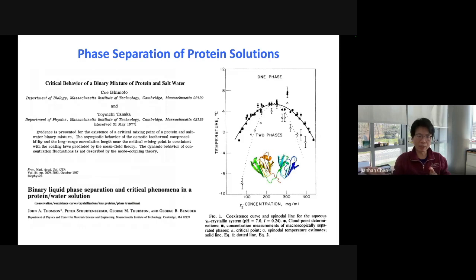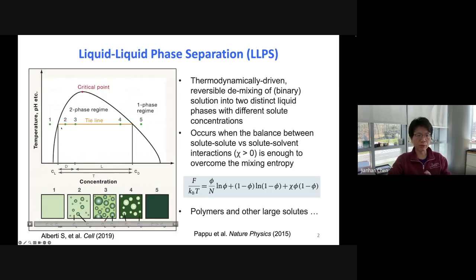If I go back to this phase diagram, imagine you are here, at concentration 2, and it phase separates into this droplet, the more condensed, denser phase, and this light green, the more dilute phase. If you increase the temperature, eventually you will enter the single phase regime, or this droplet will dissolve. So you can crank it up and down. This process is fully reversible.